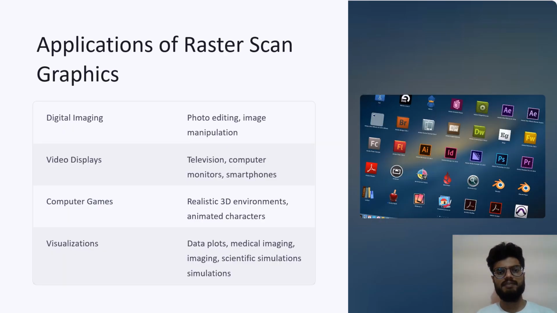Here are the applications of raster scan graphics. First one is digital imaging. Raster scan displays help us form more detailed digital images, and the clarity of the image is very high, so photo editing and image manipulation get much easier. The second one is video displays in televisions, computer monitors, and smartphones, which make what we visualize more realistic and help us interact more often.